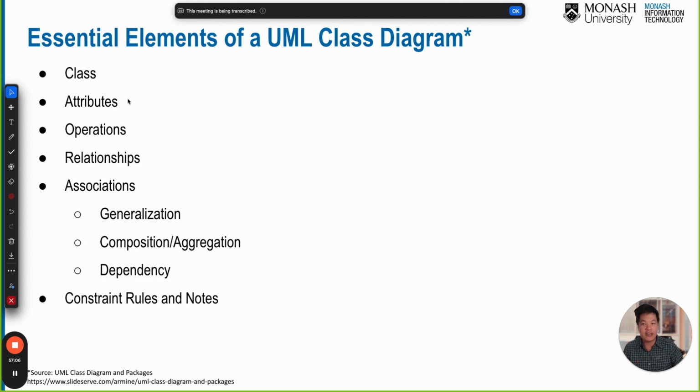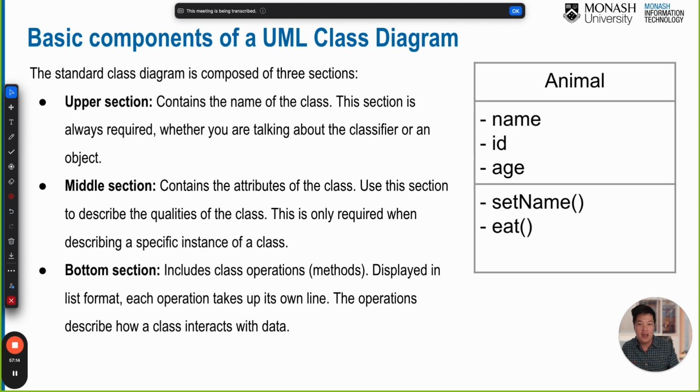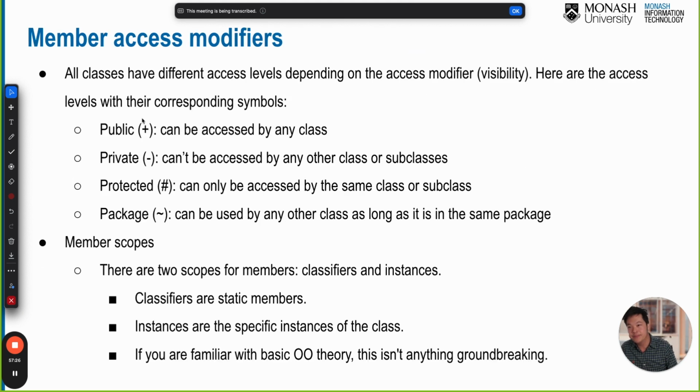Okay, next. I already talked about the elements of the class diagram, right? We have class, attribute, operation, but there are a few more things that we need to know, which are the relationship and the association. There are different types of relationships. I will talk about that. This is what I mentioned to you before: upper section, middle section, bottom section. Class name, data attribute, and the operation.